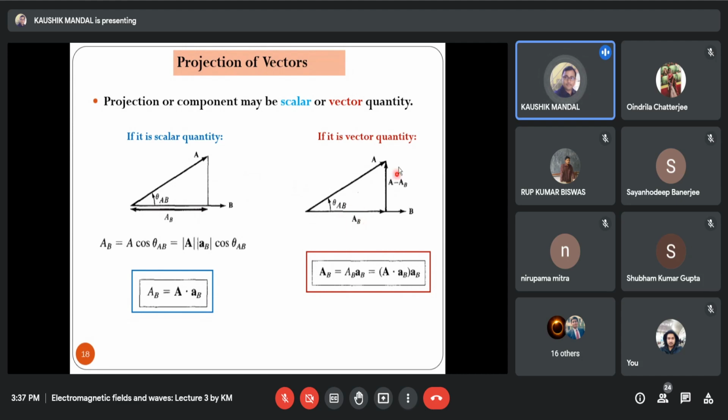Now, how can we write this? If you consider this particular triangle, it will be A minus A_B, because of head to tail of the vectors. So A_B plus this particular unknown vector equals A. So this unknown vector becomes vector A minus A_B. So we can write this A_B vector. A_B is now a vector. A_B equals the magnitude A_B into the unit vector along the corresponding vector B. Now what is this magnitude A_B? How can you find out A_B from this equation?